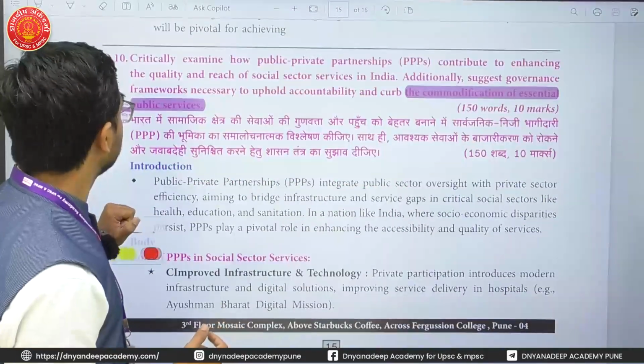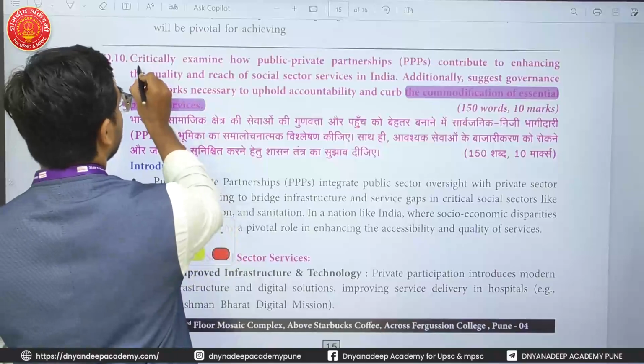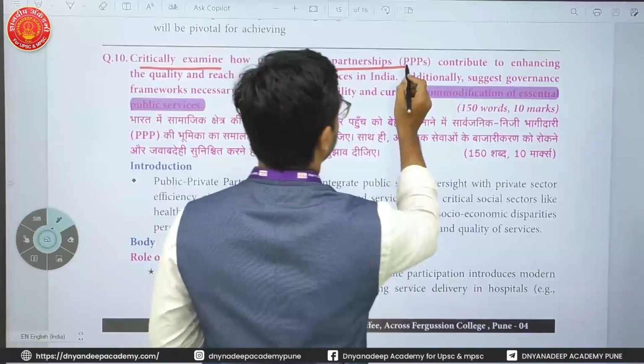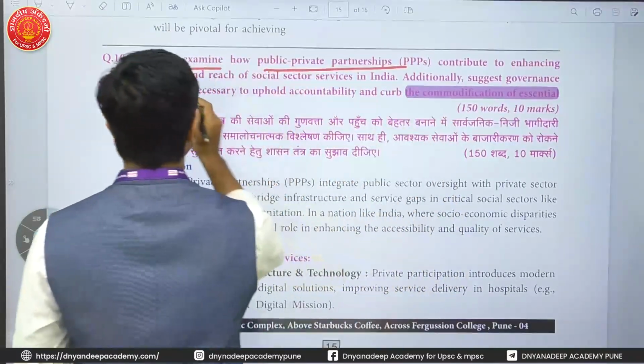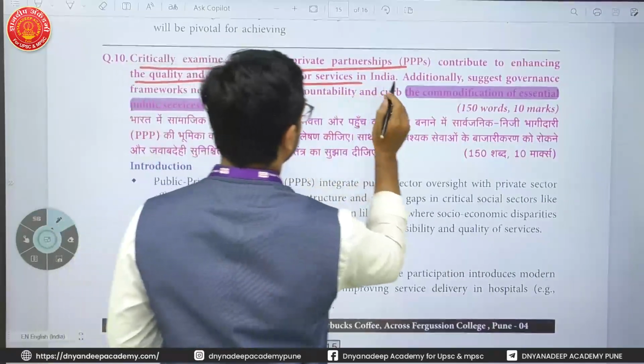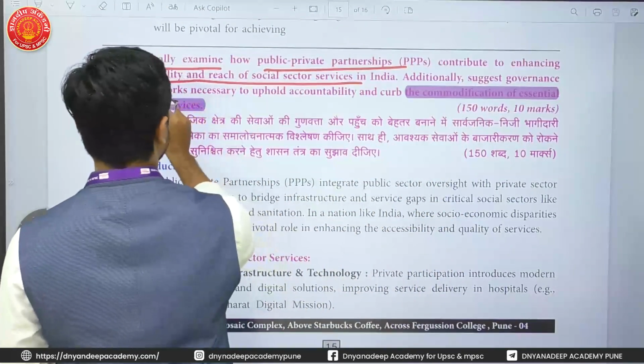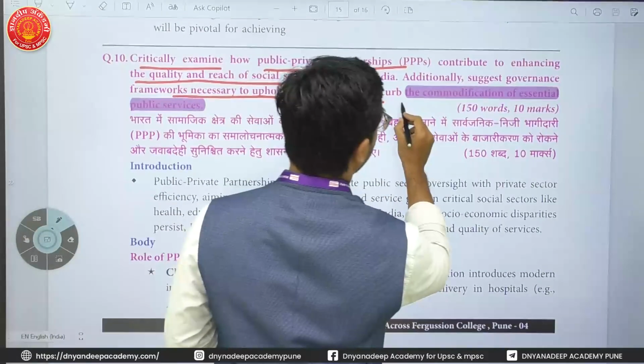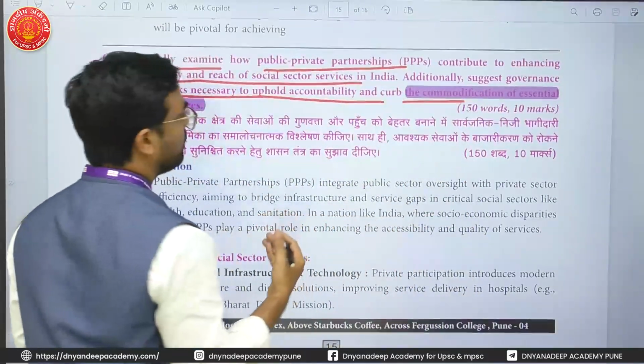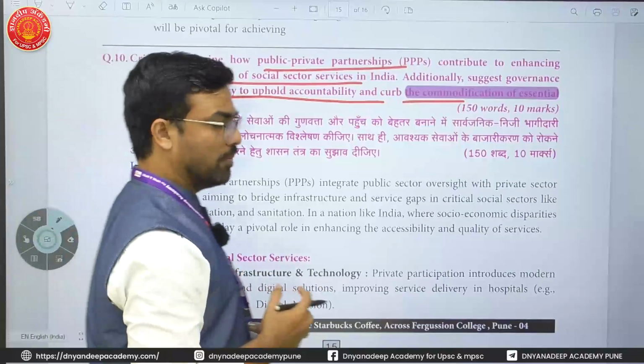The third question says: critically examine how public-private partnerships contribute to enhancing the quality and reach of social sector services in India. Suggest governance frameworks necessary to uphold accountability and curb commodification of essential public services.